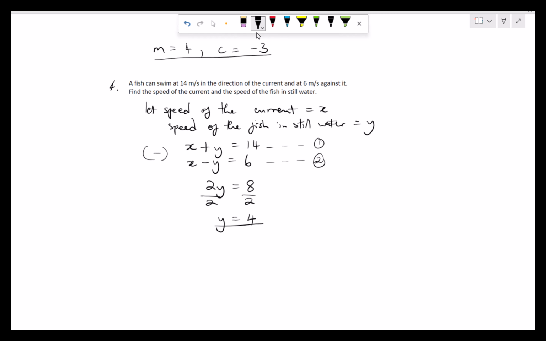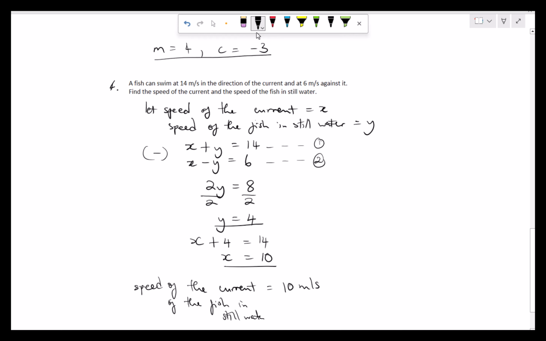Then we substitute our y value into equation 1. We get x plus y, which is 4, is equal to 14. And then x is equal to 14 minus 4, that gives us 10. So the question says find the speed of the current and the speed of the fish in still water. So the speed of the current, remember, that's our x, is equal to 10 meters per second. And then the speed of the fish in still water would be equal to 4 meters per second. So that is how we solve these problems using simultaneous equations.